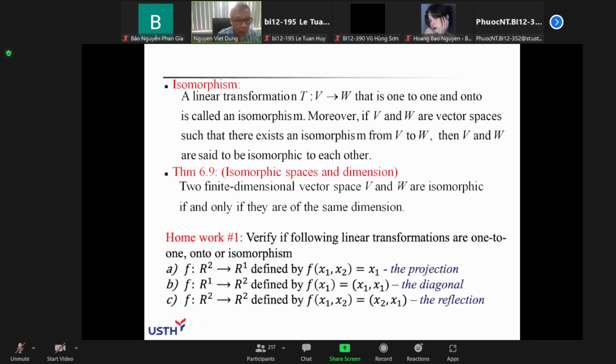The last one, that is the notion of isomorphisms. A linear transformation T from V to W will be called an isomorphism if it is one-to-one and onto at the same time. And now suppose that we are given two vector spaces V and W, and suppose that there exists an isomorphism from V to W. Then we say that V and W are isomorphic to each other.